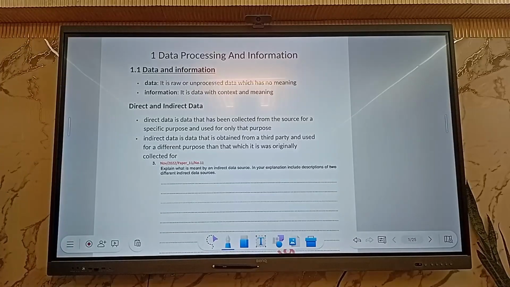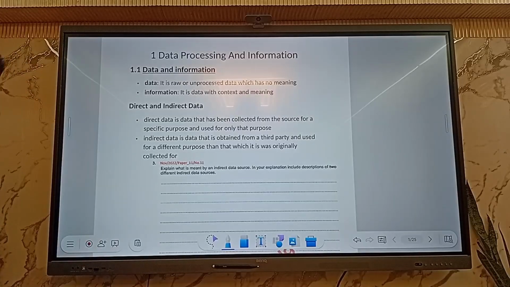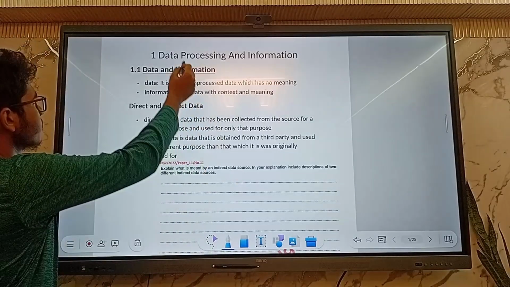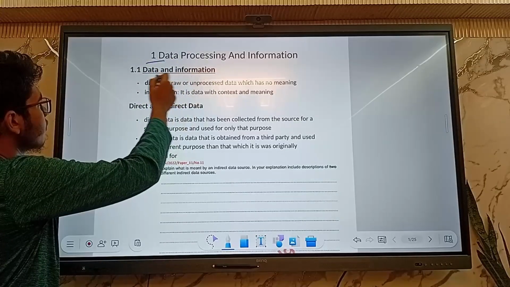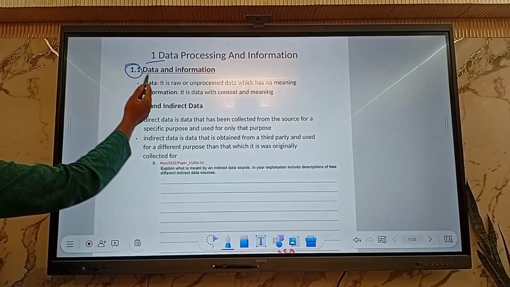So today we're going to be discussing chapter 1, data processing and information, everything according to the syllabus. So let's get started. It's going to be quick and simple. So let's go through these chapters. The first chapter is data processing and information. The unit is 1.1 for today's video, data and information.